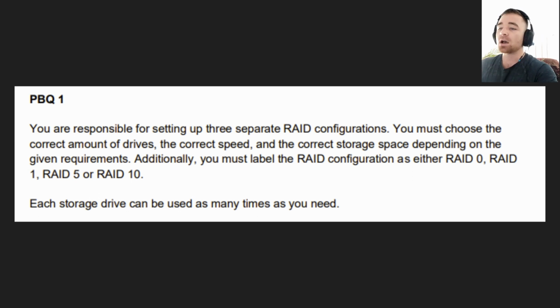The question reads, you are responsible for setting up 3 separate RAID configurations. You must choose the correct amount of drives, the correct speed, and the correct storage space depending on the given requirements. Additionally, you must label the RAID configuration as either RAID 0, RAID 1, RAID 5, or RAID 10. Each storage drive can be used as many times as you need. Now, in the actual question, you'll be given 3. In this little excerpt, we're just going to do 1. I'm going to give you a little snippet.